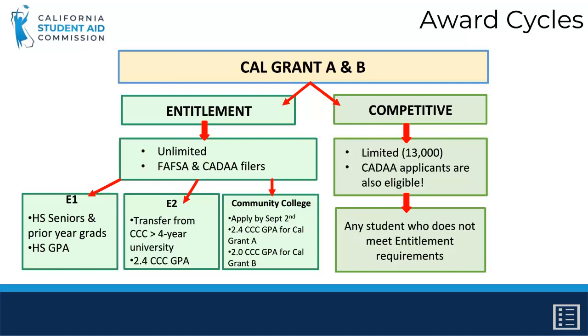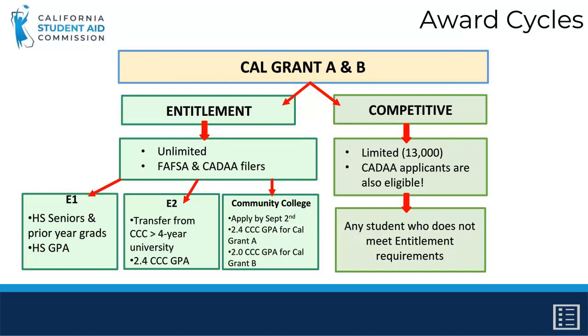Previously, if high school seniors and prior year graduates, as well as transfer students, met the requirements, they were entitled to a Cal Grant. However, starting in the 2021-2022 academic year, there is now a Community College Entitlement Cal Grant that allows community college students who apply by September 2nd to be processed for an entitlement award. I will go over more about the Community College Entitlement Cal Grant in a few slides.